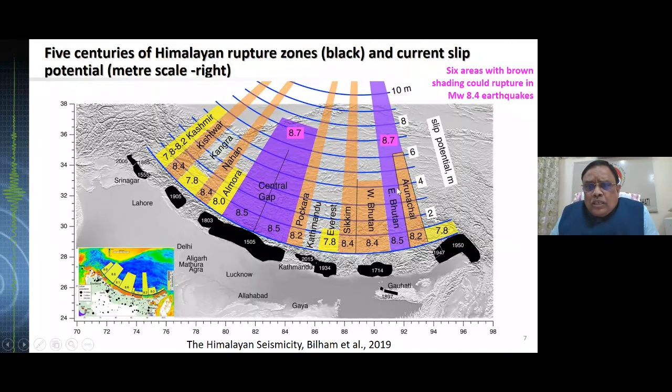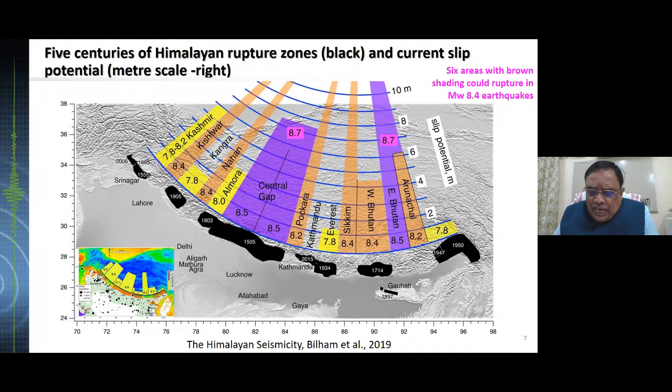What I would like to highlight is that past earthquakes have happened in the central region, and the orange colored, or brown shaded, areas could rupture with more than MW 8.4 earthquakes. There are 6 regions, 1, 2, 3, 4, 5, and 6. Based on the current slip potential in meters, you can see close to 6 meters to more than 10 meters. Since the last rupture in each segment happened in the last 5 centuries, the colors indicate the maximum magnitude of an earthquake that could occur at present should a segment fail in a single event or as a partial slip.